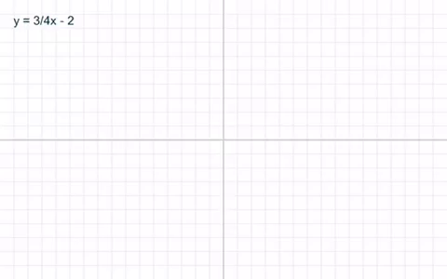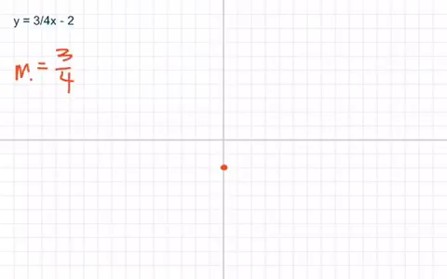To graph y is equal to 3/4 x minus 2, does anybody remember what our starting point is within a linear equation? Y-intercept, that's right. In this case it would be -2. So we start at -2 on the y-axis. That's our starting point. The y-intercept is always your starting point. After that, we have our slope, which is 3/4.